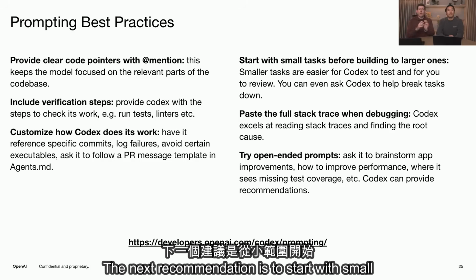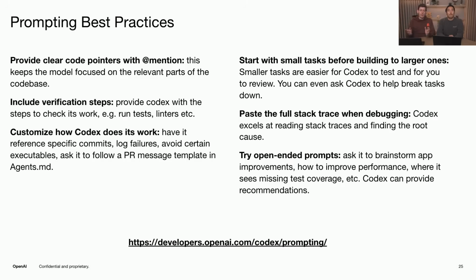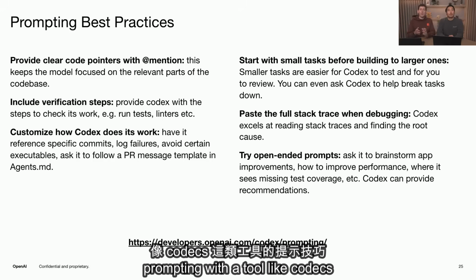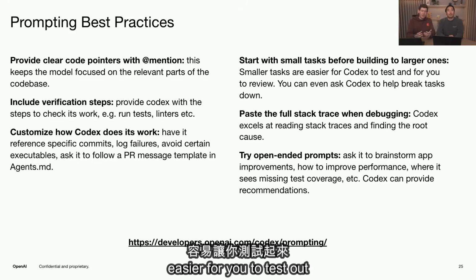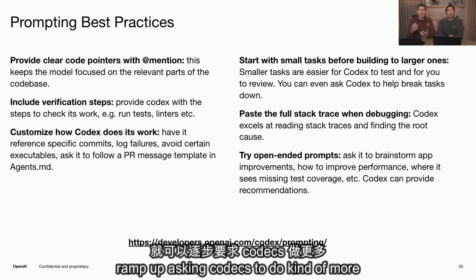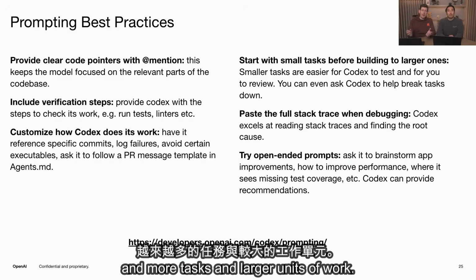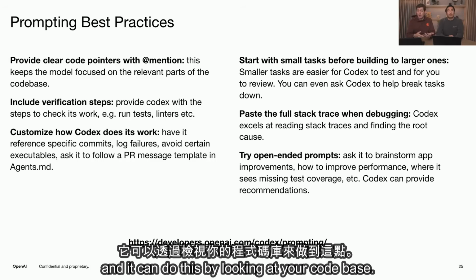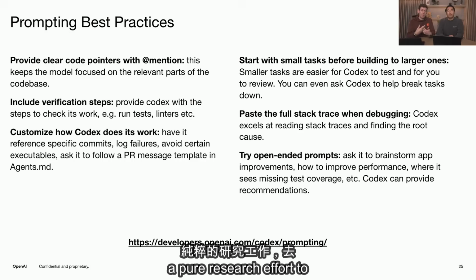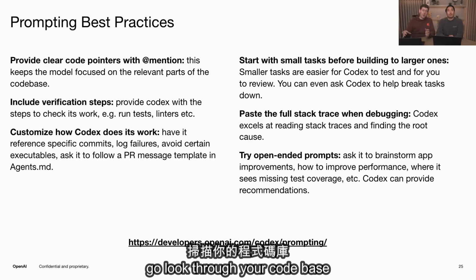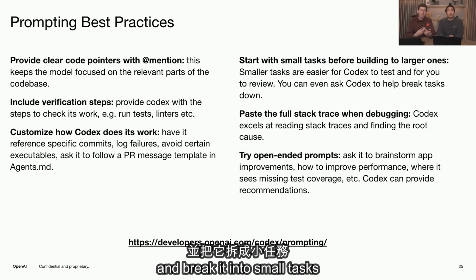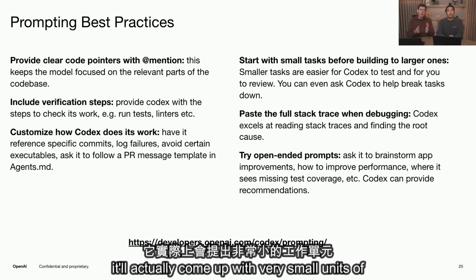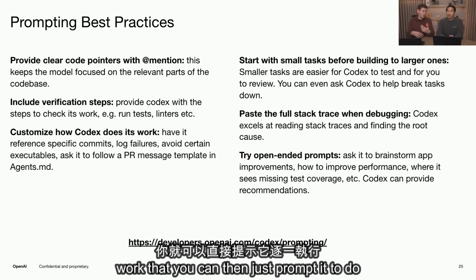The next recommendation is to start with small tasks before you move on to larger ones. So if you're new to prompting with a tool like Codex, smaller tasks are going to be easier for you to test out and review to start. And as you get more comfortable, ramp up asking Codex to do more and more tasks and larger units of work. But as a tip here, you can actually use Codex to help break tasks down, and it can do this by looking at your code base. So if you ask it to do a pure research effort to go look through your code base and figure out how it would implement a feature and break it into small tasks, it'll actually come up with very small units of work that you can then just prompt it to do and follow up on and follow along with.